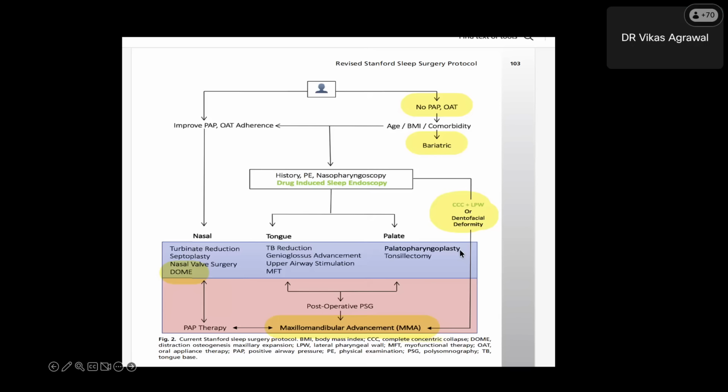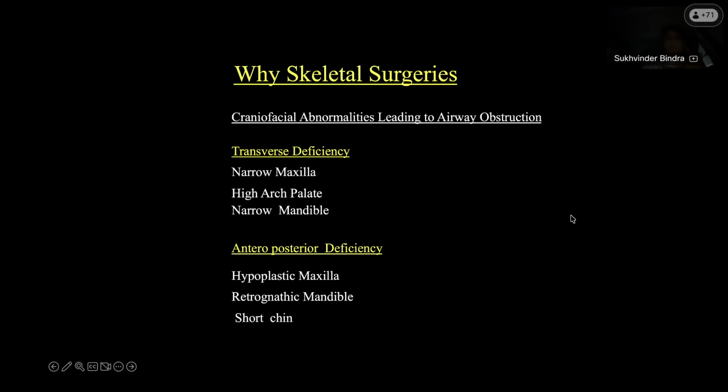So who are the candidates who will benefit from this? Can you share your slides again, Dr. Bindra? Is it clear now, sir? Yes. So if the patients have transverse deficiency or anterior-posterior deficiency. In transverse deficiency, it is a narrow maxilla, high arched palate, and narrow mandible. And when you talk about anterior-posterior, it is a hypoplastic maxilla, retrognathic mandible, and some patients who have only chin deficiency.